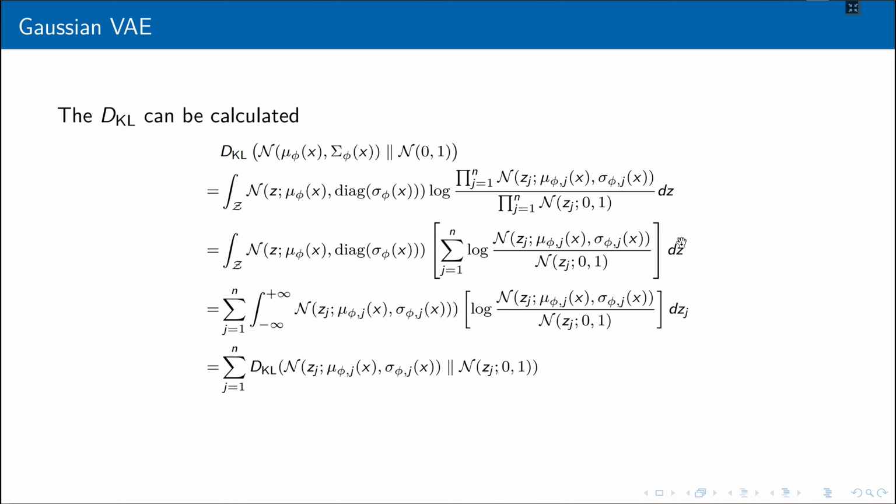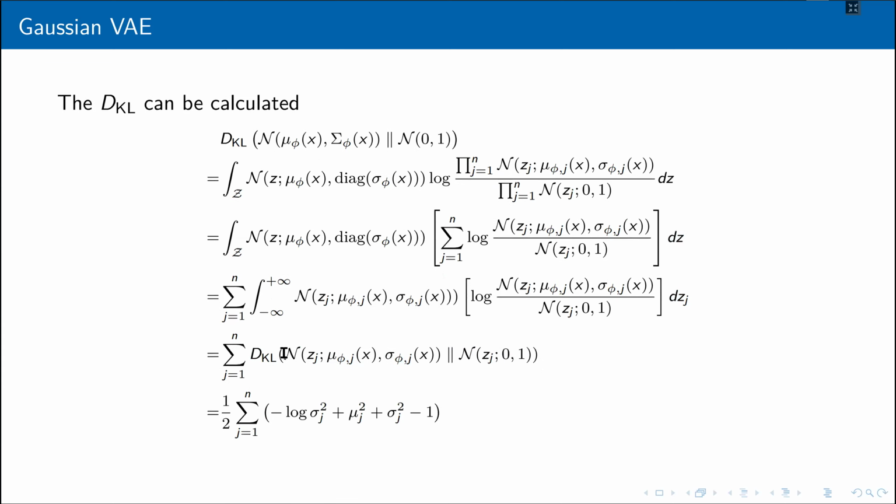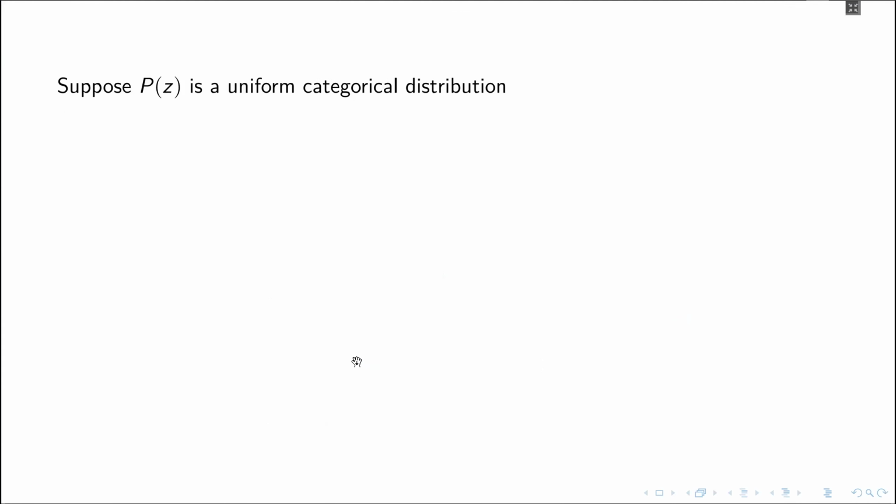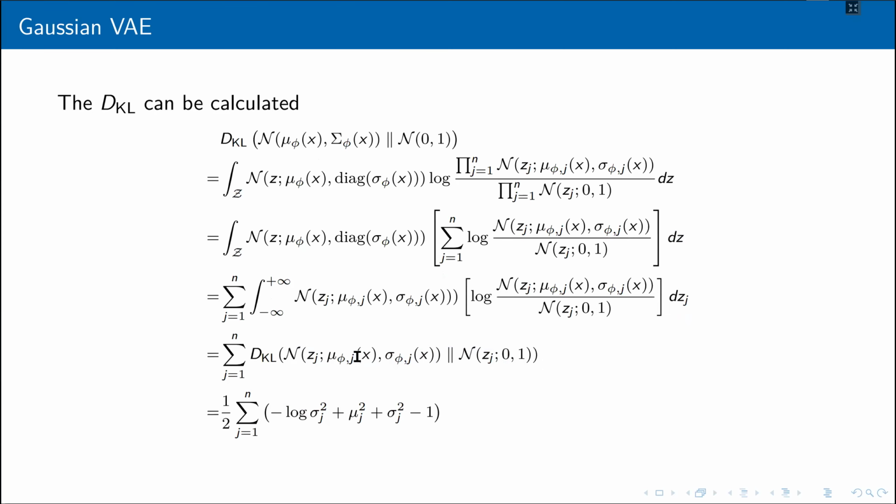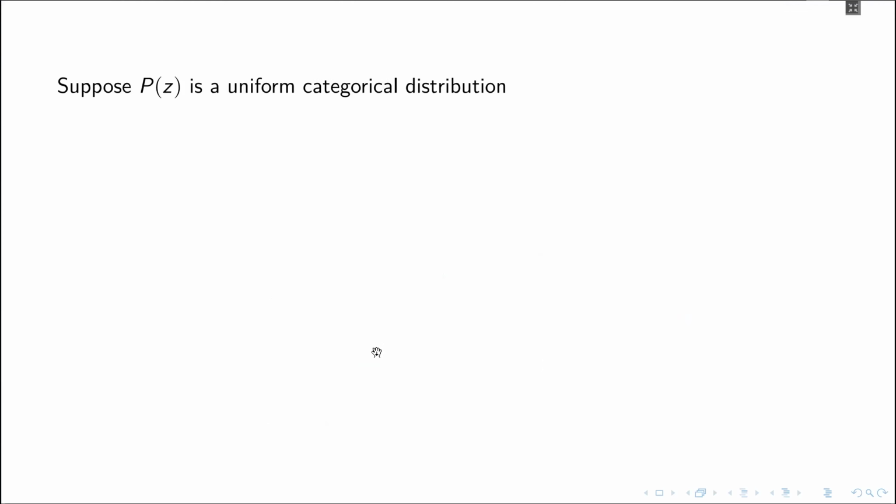Okay, and we can simplify the multi-dimensional Gaussian distribution to a single-dimension Gaussian distribution, and it looks like this. So we can only focus on each dimension, and it has a closed form solution that looks like this. And we get the original VAE loss.